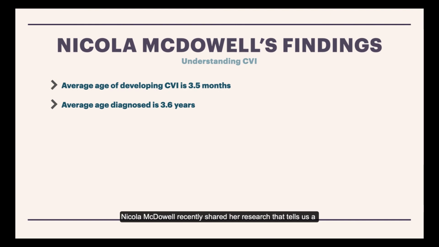Nicola McDowell recently shared her research that tells us a large number of children have CVI from a very early age, but are not being properly identified until after 3.6 years of age. During this presentation, Nicola goes on to explain that she compared families that were provided information versus those who were not about their child's CVI.